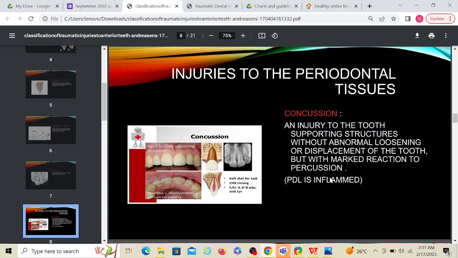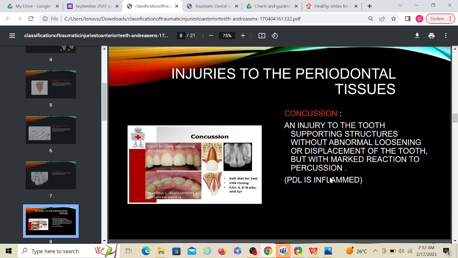Next is injuries to the periodontal tissue. Sometimes students get confused with this, but it's really simple. What is concussion? Concussion is basically if you are walking and you bump your head. So there is a small bump on your head, but otherwise you're fine. That is concussion. Your tooth basically got bumped into something.